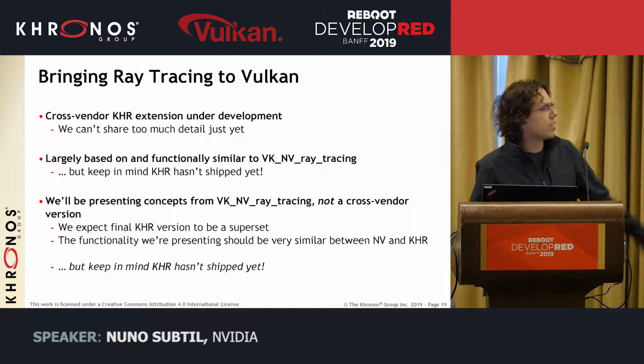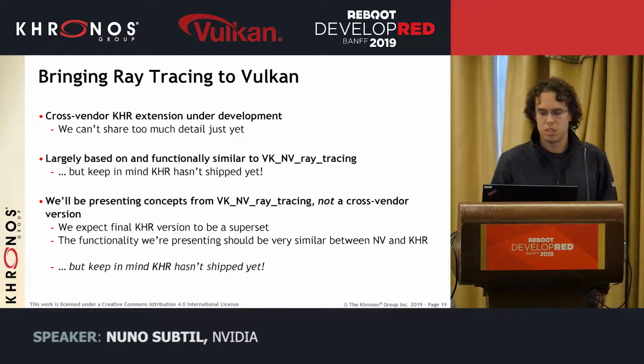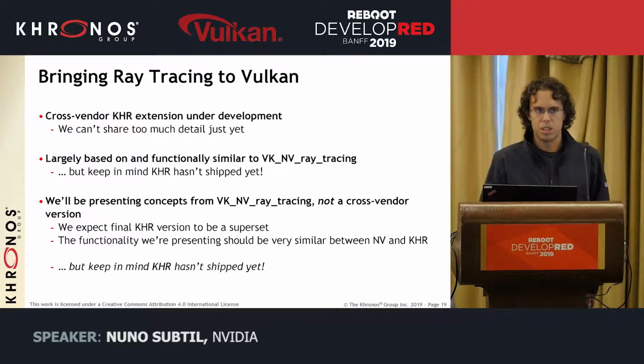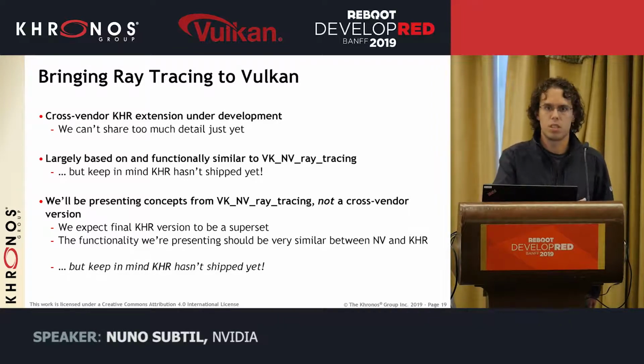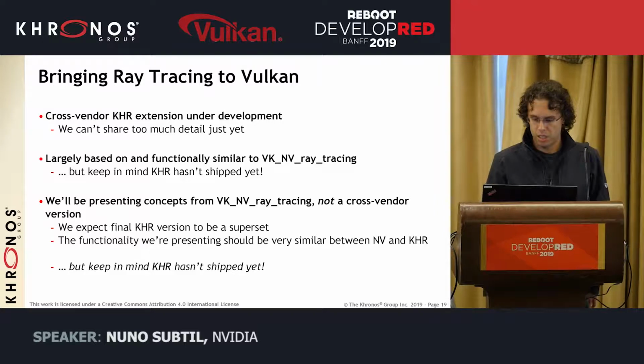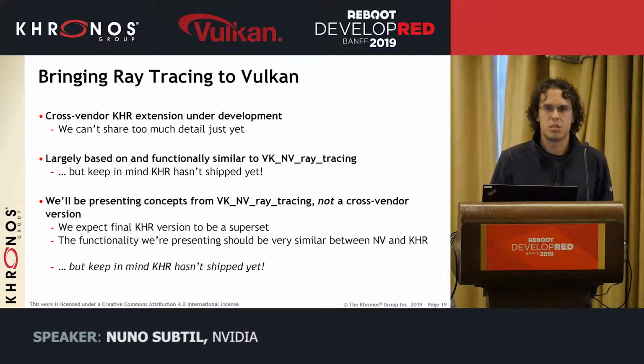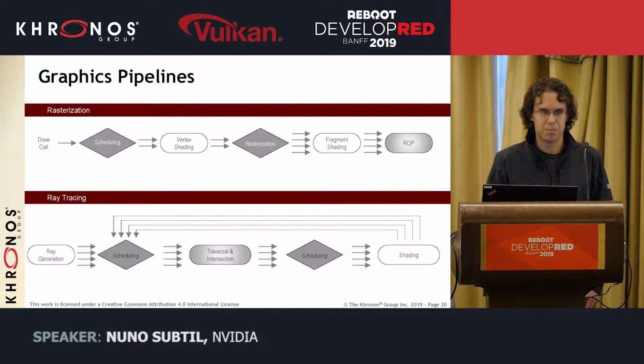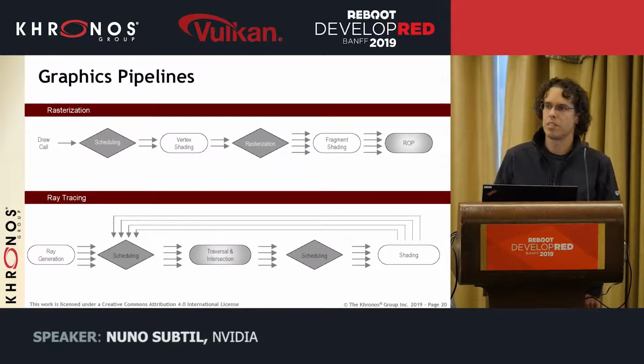So we'll be presenting concepts from the NVIDIA ray tracing extension, not a cross-vendor version. We expect a cross-vendor version that ultimately comes out to be a superset of what we're talking about here. And the functionality we're presenting should be very similar. So in my mind, you can actually use the NVIDIA vendor extension for prototyping if you would like, and it should convert fairly easily to the cross-vendor extension later on. But keep in mind, this hasn't shipped yet, so things could change. I have to make that caveat very clear.